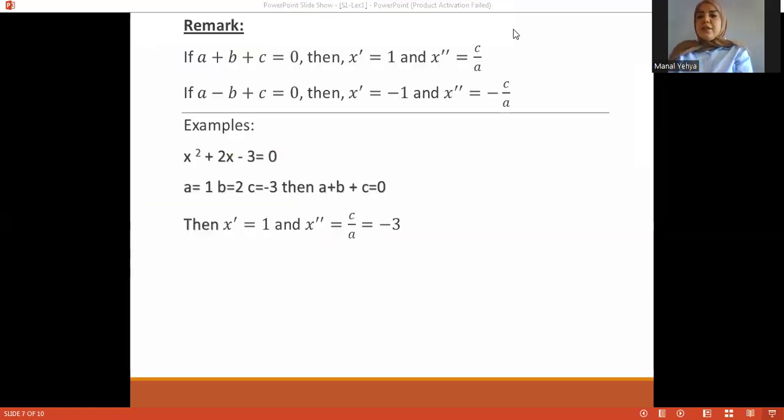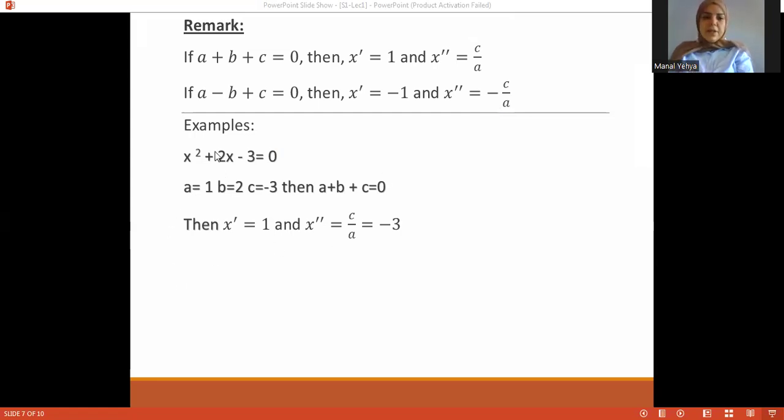These are important tips to make your calculation easier. If a plus b plus c equals 0, then no need to calculate the delta. You can directly write that the first root is 1 and the second root is c over a. If a minus b plus c equals 0, then the first root is minus 1 and the second root is minus c over a. These are important notes because they make your calculation easier. Instead of calculating the delta and then finding the roots, you can find them directly.